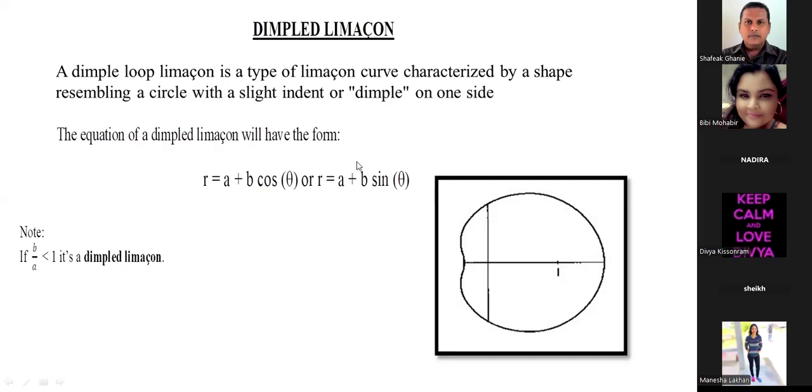And the equation of a dimple limaçon will have the form r is equal to a plus b cos theta, or a plus b sine theta. Also, one of the important features we need to look for in a dimple limaçon is if b divided by a is less than 1, then we can safely say that it's a dimple limaçon.